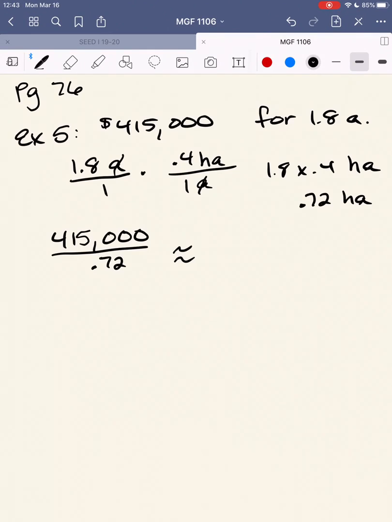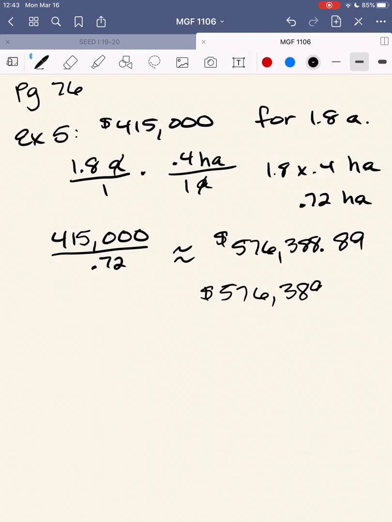So when we do this division in the calculator, we get 576,388.89. Sometimes I just want this to the nearest dollar though, so we have 576,389. Remember, we were going from acres to hectares, so we were going bigger, so the price is a little higher. Okay, let's move on to volume.